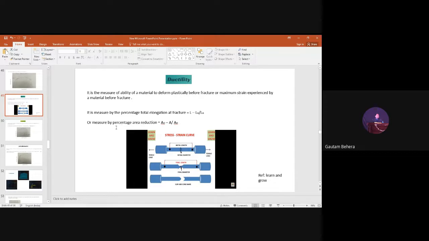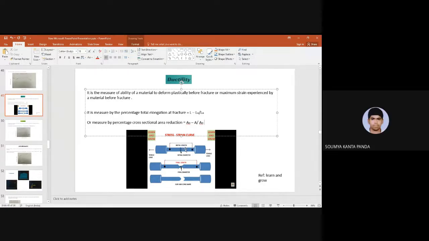And percentage reduction in cross sectional area. This is cross sectional area. Which cross sectional area am I talking about? Can anyone tell me? Percentage reduction in cross sectional area. The middle part's cross sectional area. Middle? Don't tell me middle part. What is the name? Gauge length. Very good. Gauge length. From this black point to this black point, this is the gauge length, right?